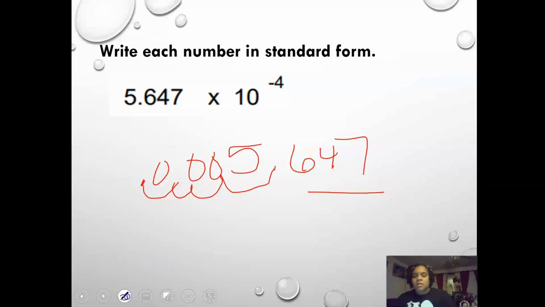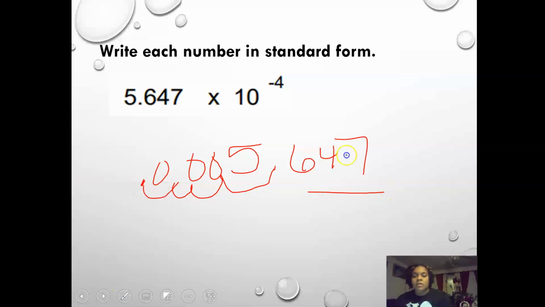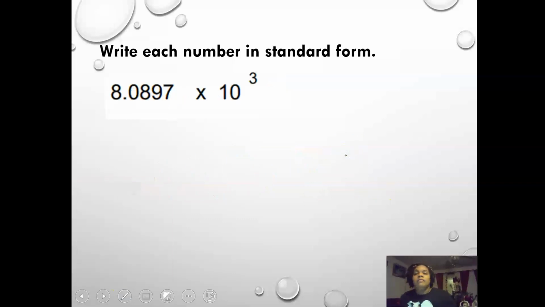And looking at how you would write them if they were positive, you would have 8.0897 times 10 to the third power. You would move the decimal three spaces to the right. Yes, that would be a bigger number because the decimal space had been moved to the right. All right, bigger number because the decimal has been moved to the right.